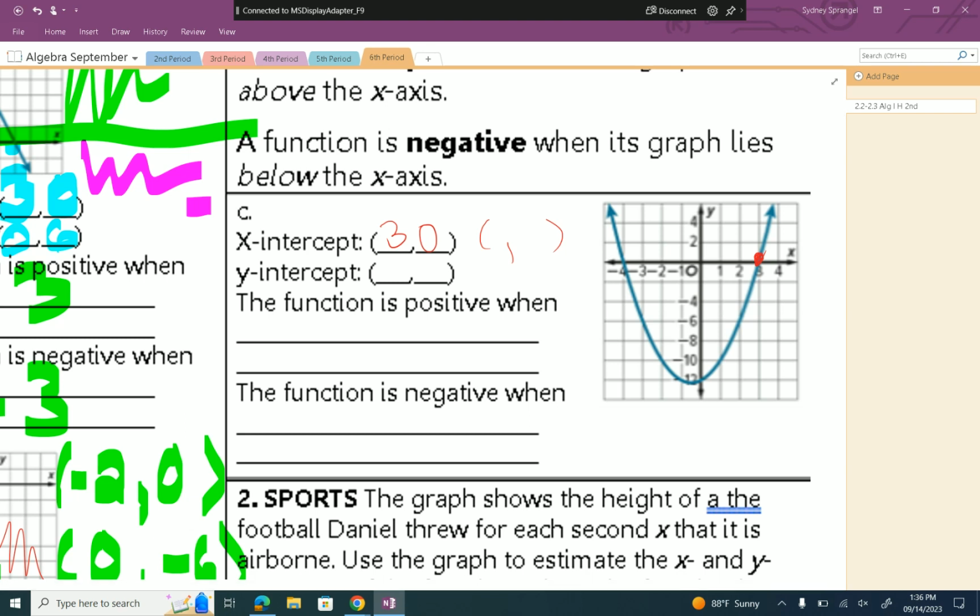What about my other x-intercept? Christy, what do you think my other x-intercept is? Negative 4. So negative 4, comma 0. Perfect. And now, this is a little tricky.